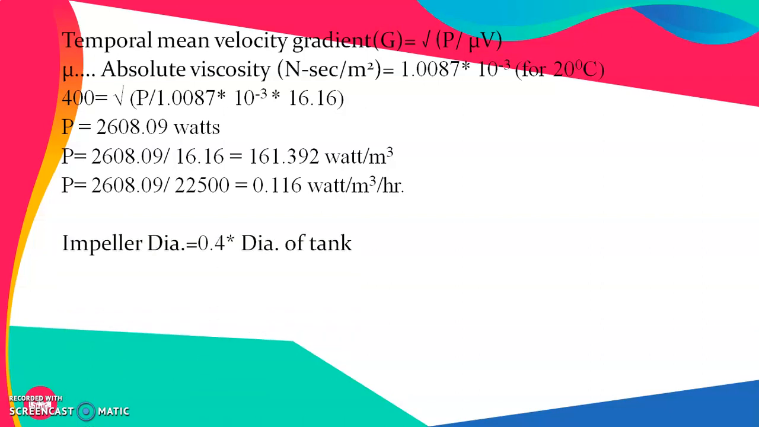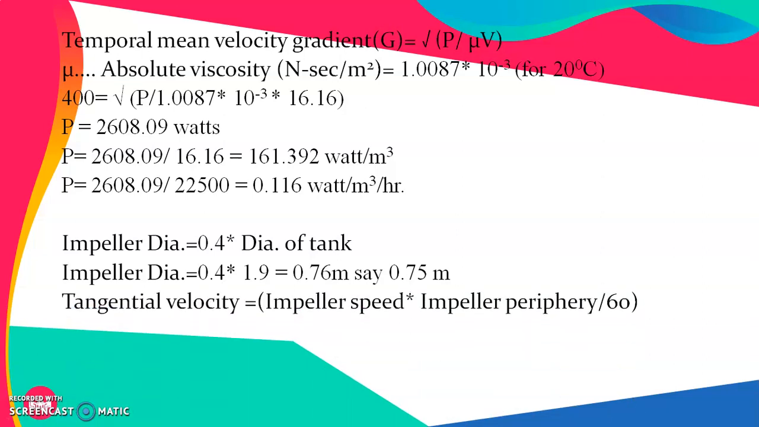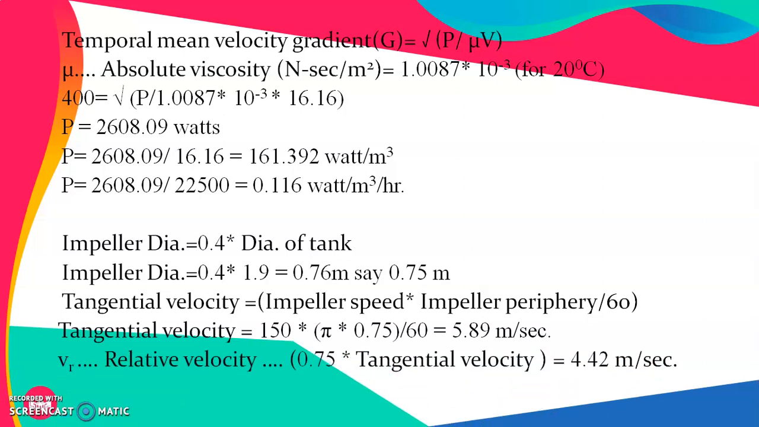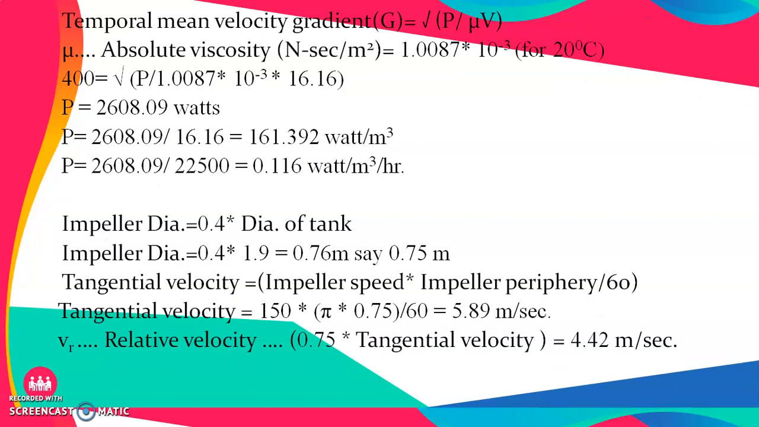The impeller diameter is 0.4 times the diameter of the tank, so it will give us a value of 0.75. Tangential velocity can be calculated using the formula, and it will be 5.89 meter per second. And the relative velocity is 0.75 times the tangential velocity, so it will be 4.42 meter per second. Once again, I request you to do all the calculations.